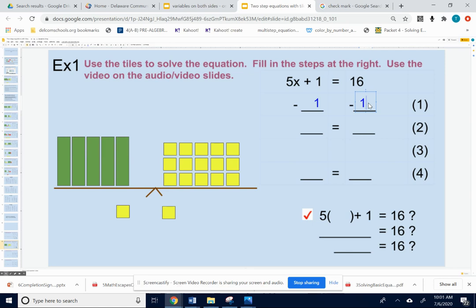Row 2. Look what you got. Look back at your picture. We are left with 5 rectangles on the left and 15 squares on the right. So we're left with 5x on the left and 15 on the right. 5x equals 15. So we did the first goal. We got the rectangles alone.